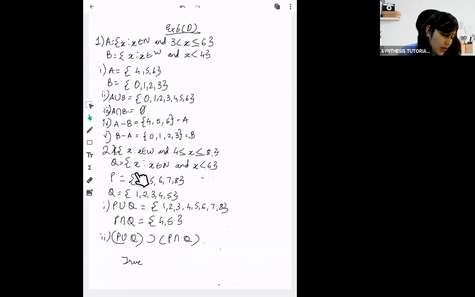Here P and Q are 4, 5, 6, 7, 8 and 1, 2, 3, 4, 5. P union Q will be 1, 2, 3, 4, 5, 6, 7, 8. This will be the union, all elements. Intersection will be what? Intersection will be only 4 and 5. If you just note, only 4 and 5 are the common elements. So now is P union Q the superset? Yes, 4 and 5 are in it. So the intersection is definitely a subset, so this has to be a superset. So yes, it is true.